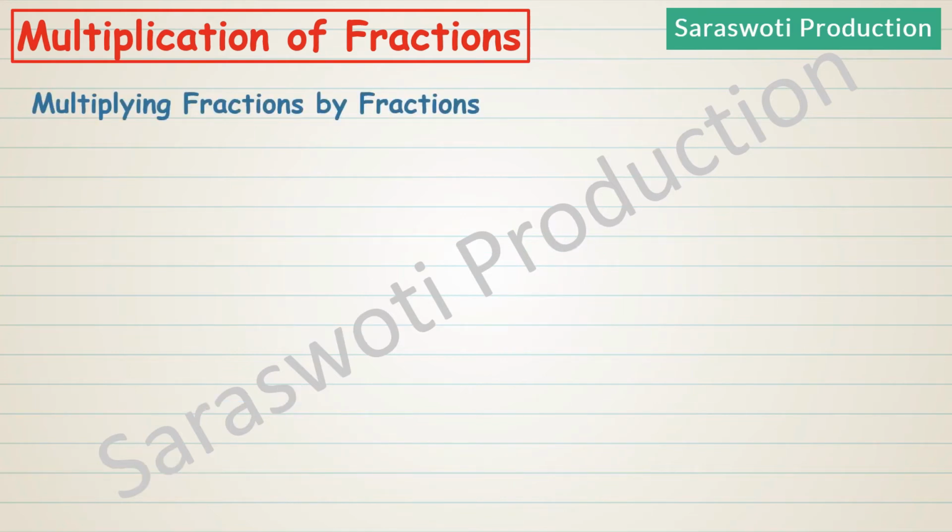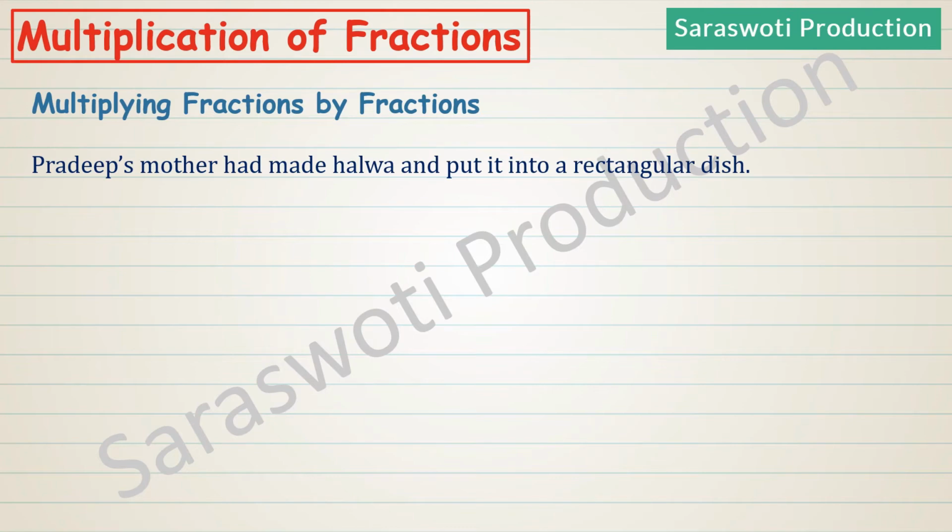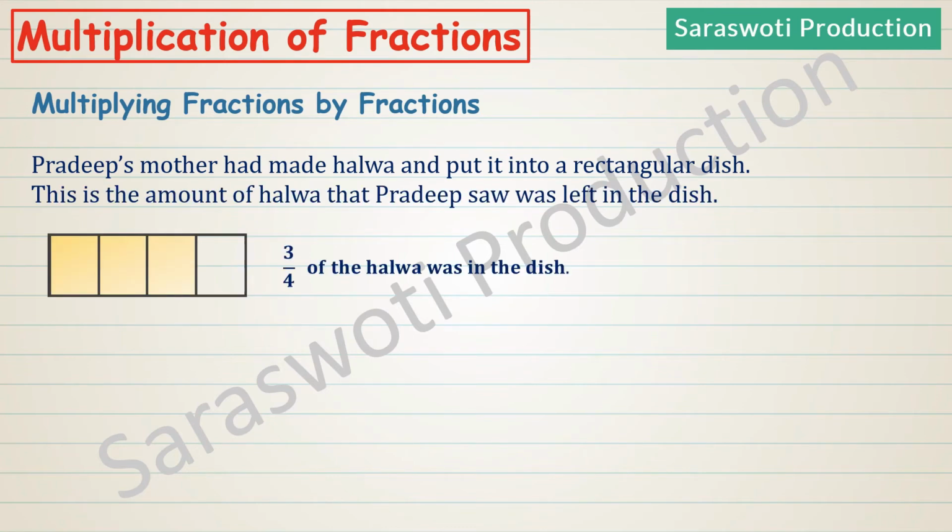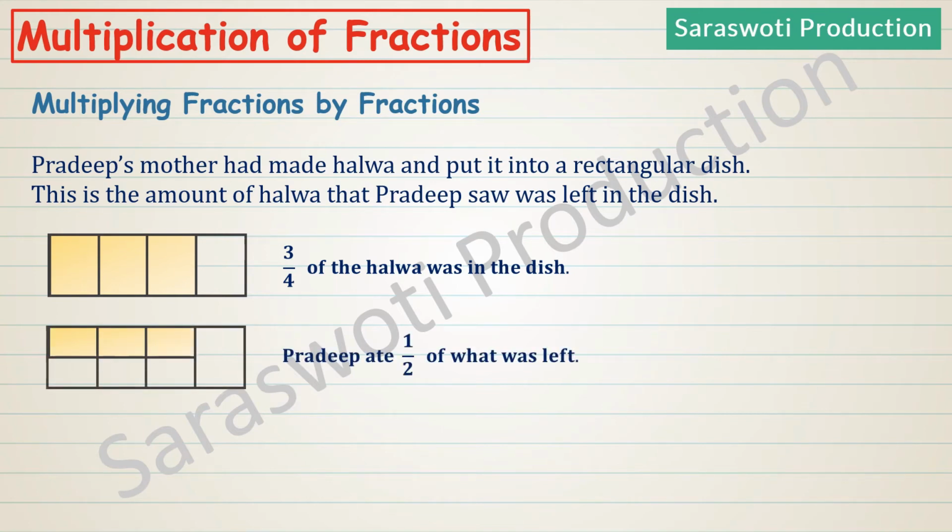Multiplying fractions by fractions. Pradeep's mother had made a halwa and put it into a rectangular dish. This amount of halwa that Pradeep saw was left in the dish. That is, 3 by 4th of the halwa was in the dish. Now Pradeep ate 1 by 2 of what was left. So how much did Pradeep eat?